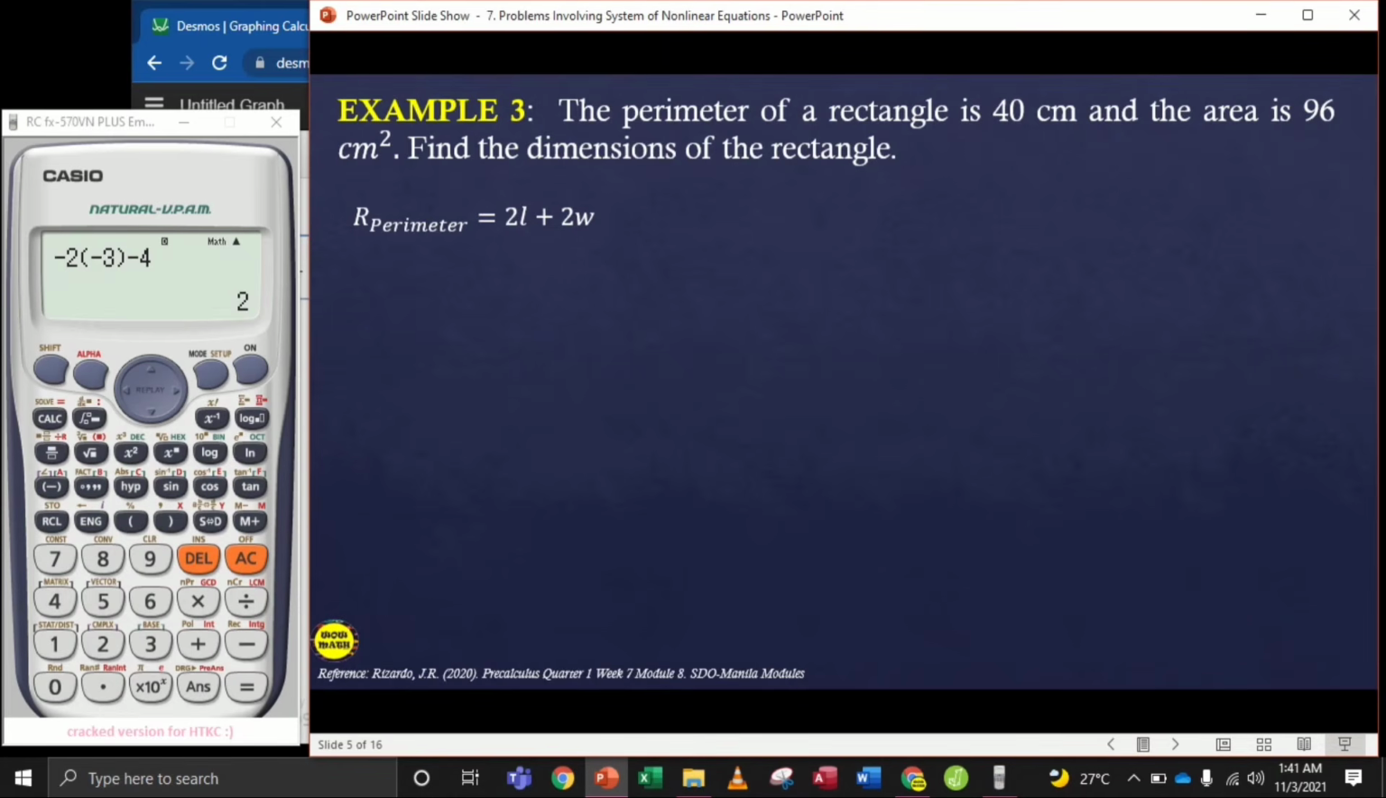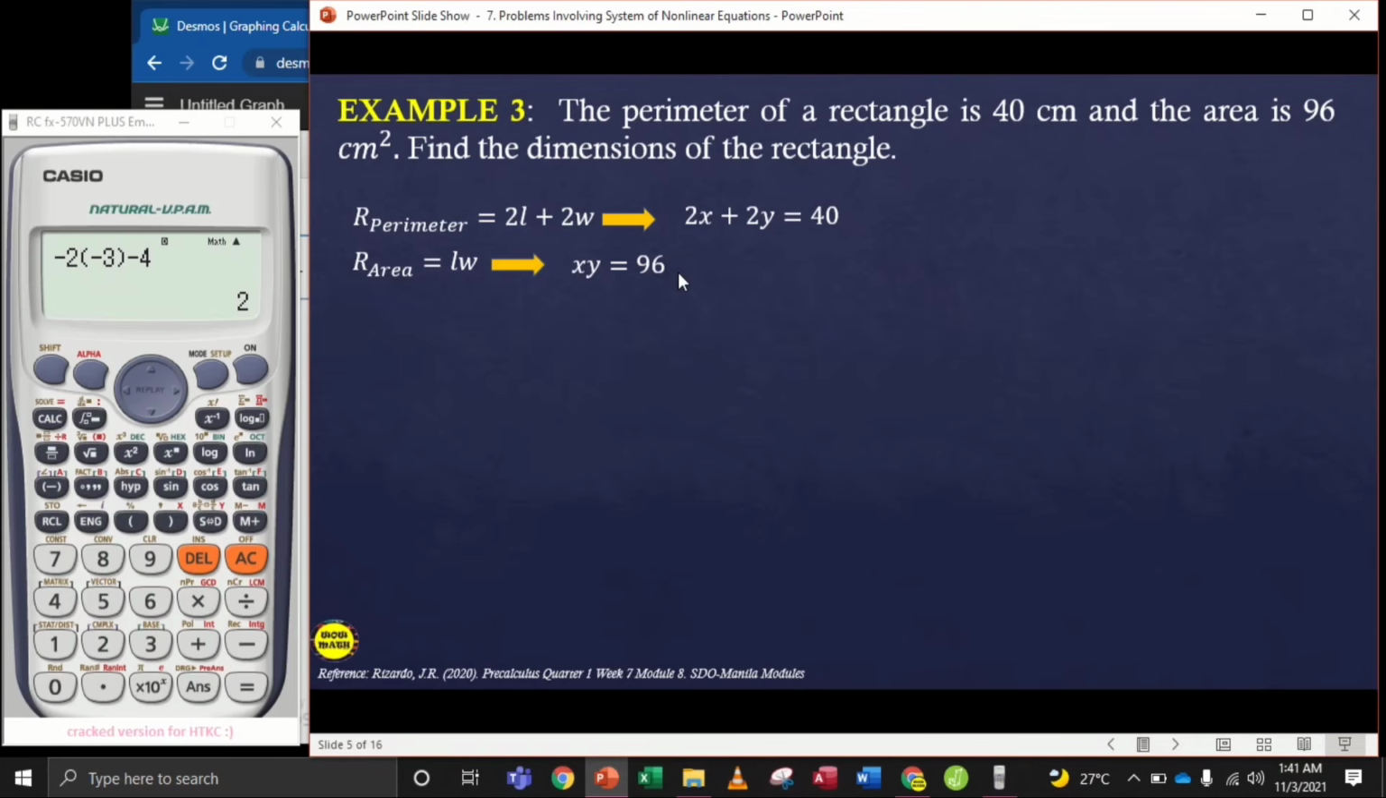So, this time, ang gagawin natin, i-represent natin yung L natin as X. Okay? And then yung W natin or yung width, i-represent natin as Y. So, yung perimeter daw ng rectangle natin is 40. Kaya 2X plus 2Y is equal to 40. And the area, yung formula ng area ng rectangle is length times width. So, ang gagawin din natin is para pareho dito, x and y. So, x times y is equal to 96.